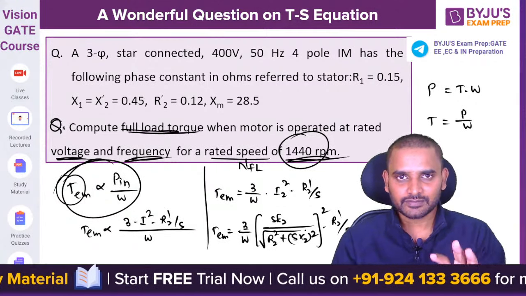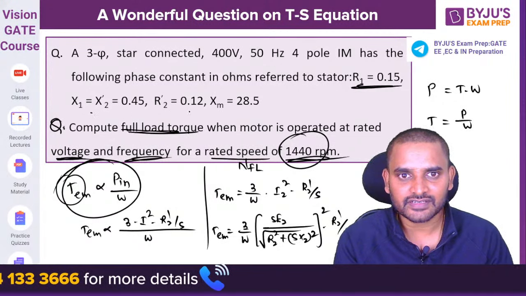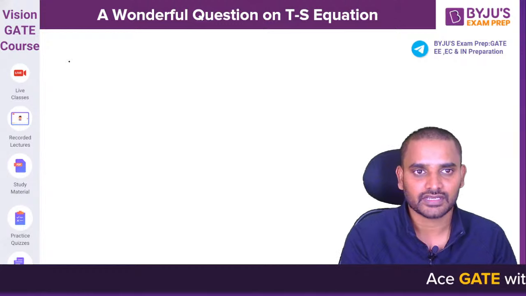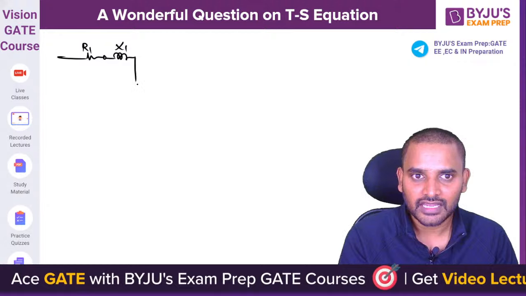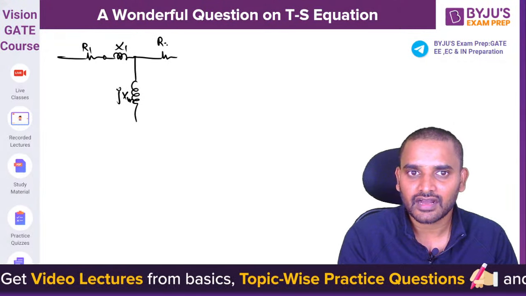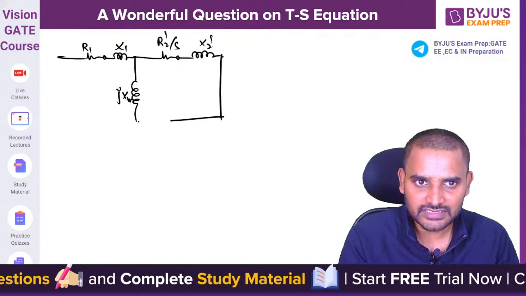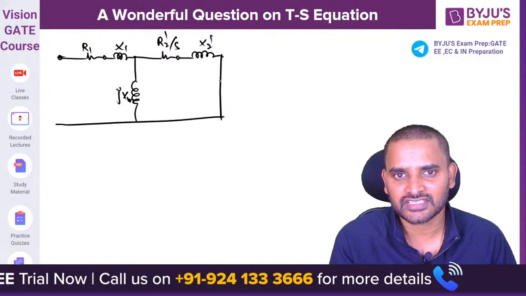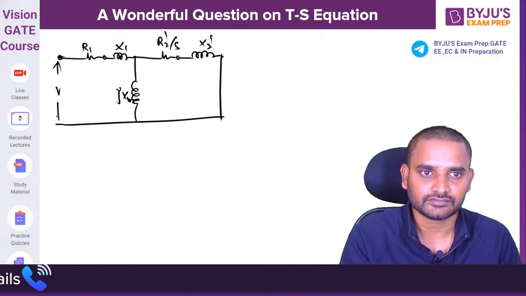But the point here is that all these parameters are referred to the stator side. So if you refer to the stator side, let me show you how the equivalent circuit will be. This is the stator resistance and this is the stator reactance, and here you will have the magnetizing reactance, and here you will have R2 dash by S, and here you will have X2 dash. If you want to place external resistance, you can have it at the slip rings, but for the time being I am making it short circuit.